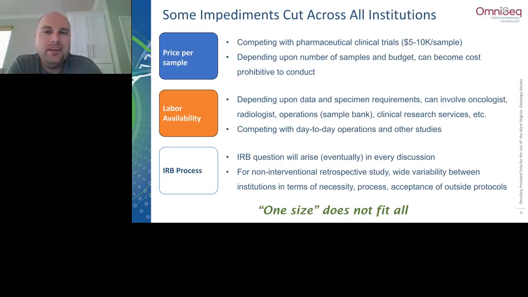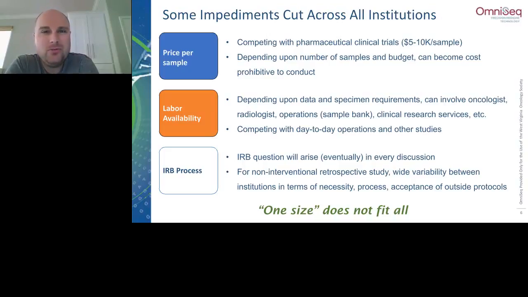Labor availability is the next significant challenge. When conducting a retrospective study, there are 2 components that really come into play. First is identifying, pulling, preparing, and shipping the samples themselves. And the second component is around collecting the data that goes with those samples that will then feed into the study. So that's really 2 different, we'll call them, labor pools that need to be tapped for obtaining samples for a retrospective study.